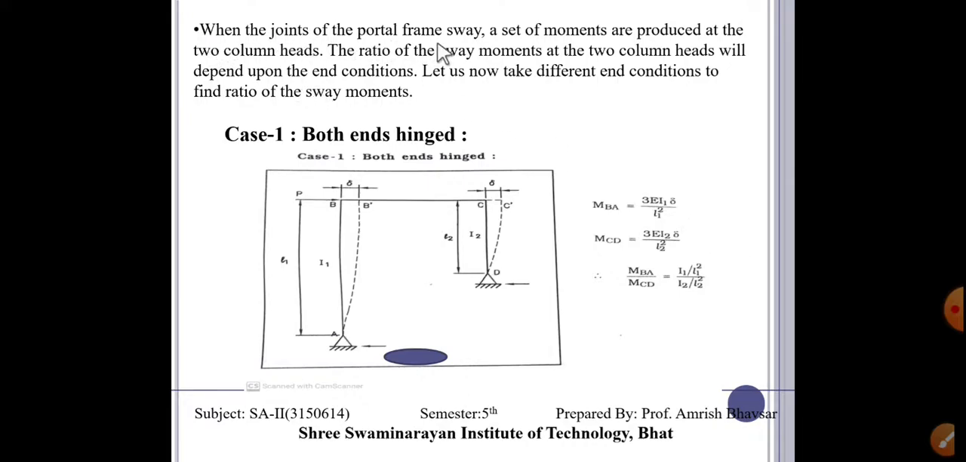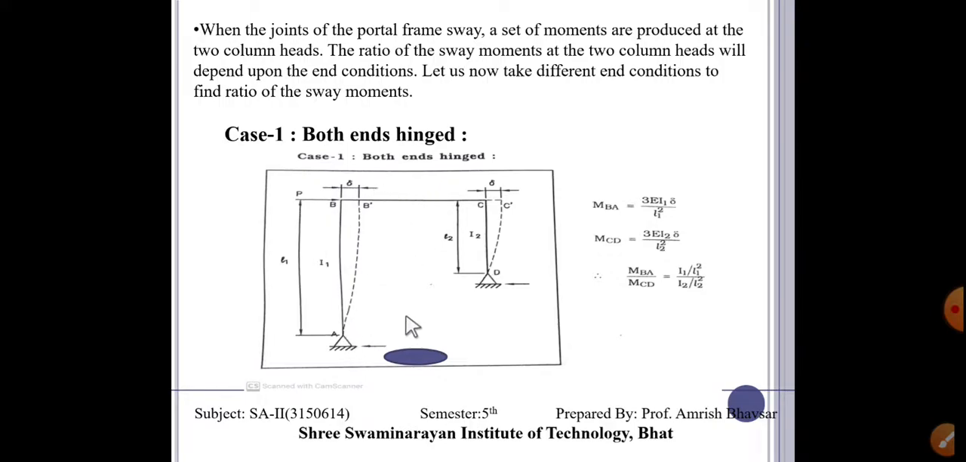When the joints of the portal frame sway, a set of moments is produced at the two column heads. The ratio of that sway moment at the two column heads will depend upon the end condition. Let's now take the different end conditions to find the ratio of the side sway. For the calculation of side sway analysis, we must take the ratio of these two column moments with the end condition. Suppose here both ends are hinged.